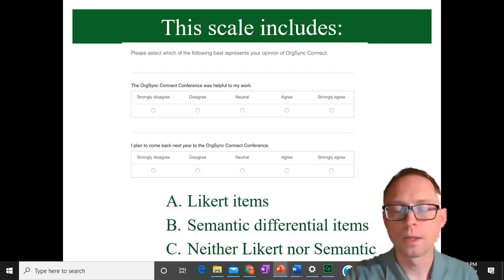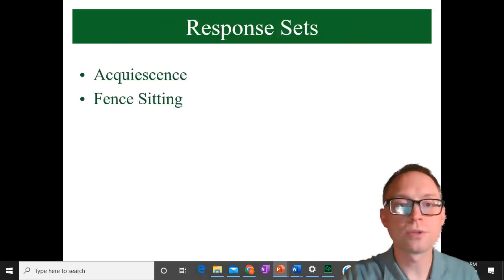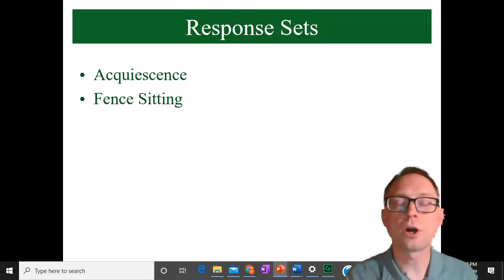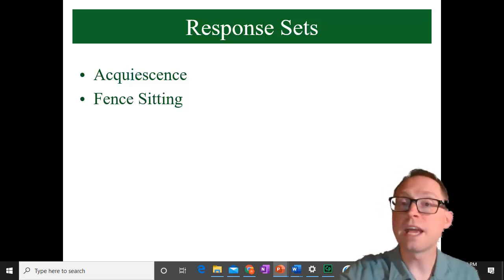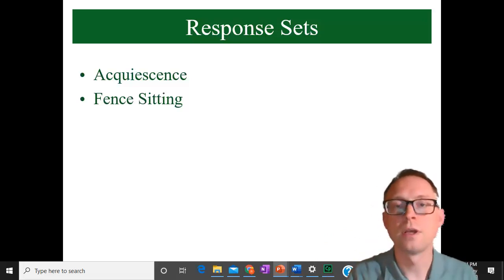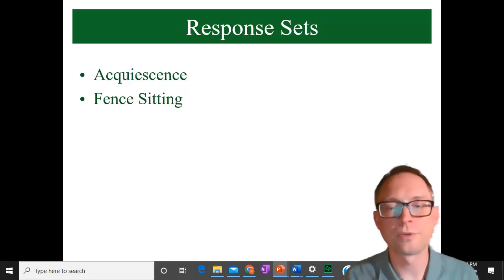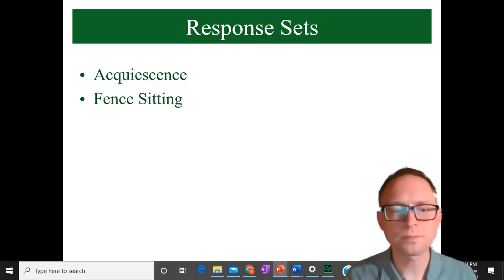Let's go back and take a look at some of the things that we need to be worried about with observational measures. Here's a quick review. Response sets are only for self-report items, and specifically forced choice self-report items. Acquiescent responding is yea-saying or nay-saying: you're always agreeing or always disagreeing on all of the items. Fence sitting is when you answer everything right down the middle, in the neutral. Those are not good for our self-report items.